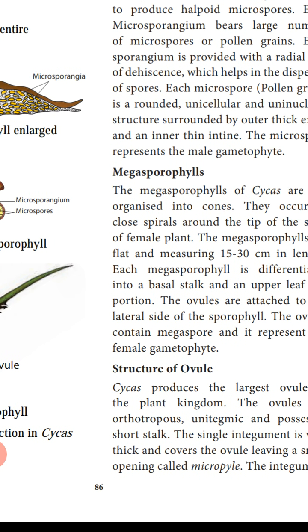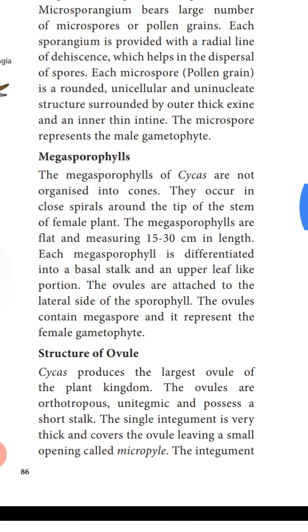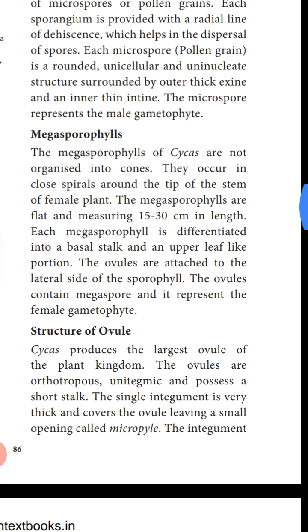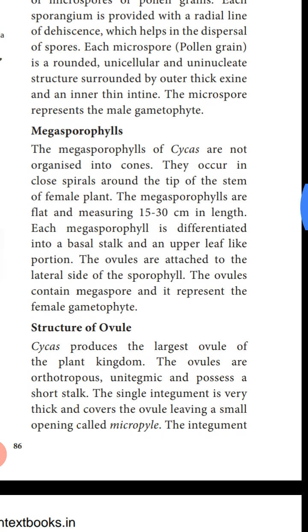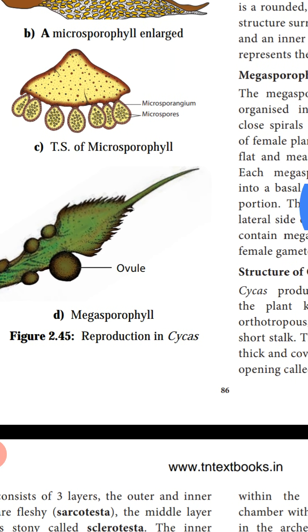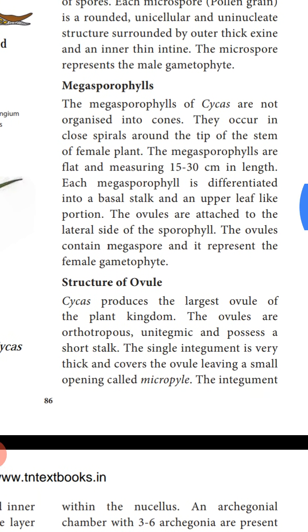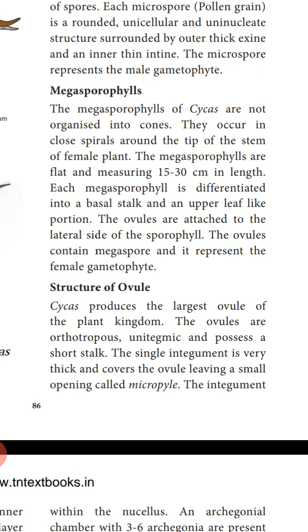Each megasporophyll is differentiated into a basal stalk and an upper leaf-like portion. The ovules are attached on the lateral side of the sporophyll. The ovules contain the megaspore, and it represents the female gametophyte. So inside this ovule only you can find the megaspores. Now, structure of the ovule. Cycas produces the largest ovule of the plant kingdom. You have to underline this. The largest ovule is found in the Cycas plant.